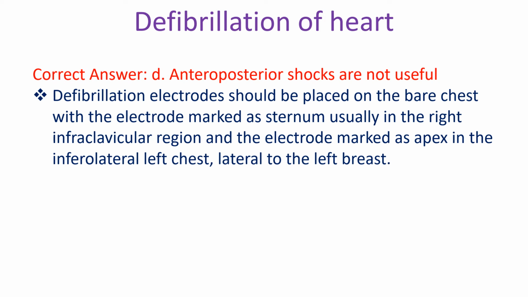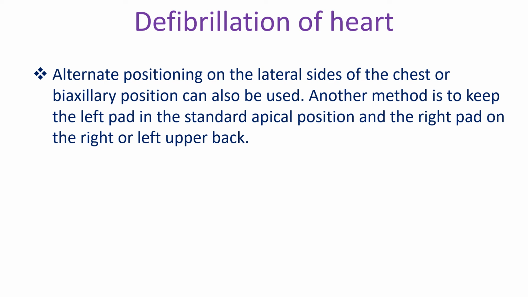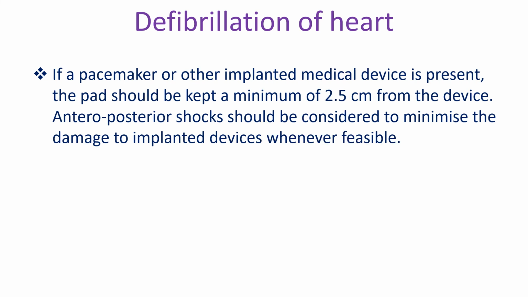Defibrillation electrodes should be placed on the bare chest with the electrode marked as sternum, usually in the right infraclavicular region, and the electrode marked as apex in the infralateral left chest, lateral to the left breast. Alternate positioning on the lateral sides of the chest or biaxillary position can also be used. Another method is to keep the left pad in the standard apical position and the right pad on the right or left upper back. If a pacemaker or other implanted medical device is present, the pad should be kept at a minimum of 2.5 cm from the device.